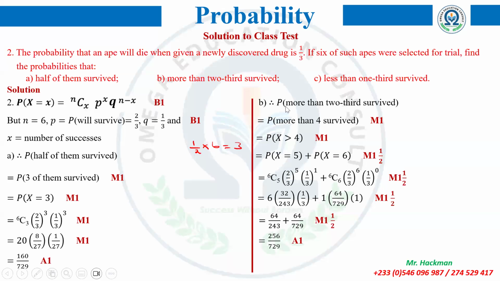Then the B. What are we looking for? More than 2/3. So it means we need to look at 2/3 of the number, and the number we know will be 6. So times 6. So it means indirectly we are trying to say that more than 4 survived, because we said more than 2/3, and 2/3 of 6 will be 4. So more than 4 will survive.